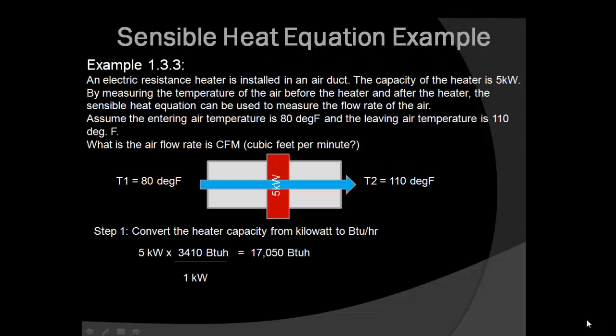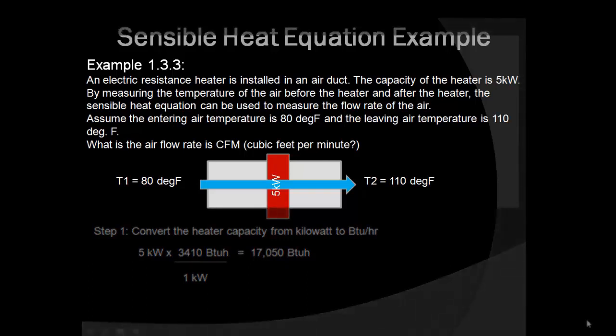The following example, example 1.3.3, illustrates how sensible heat equation can be used in determining airflow. A 5 kilowatt electric resistance heater is installed in a duct. Measuring the temperature of the air before and after the heater shows the air temperature has an increase of 30 degrees Fahrenheit. Use the sensible heat equation to determine the airflow rate in cubic feet per minute, or CFM.